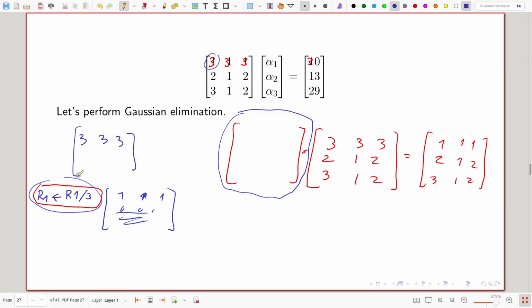You want to divide the first row by 3, but we don't actually do that right away. We want to find a matrix that actually does it. Can you find such a matrix?